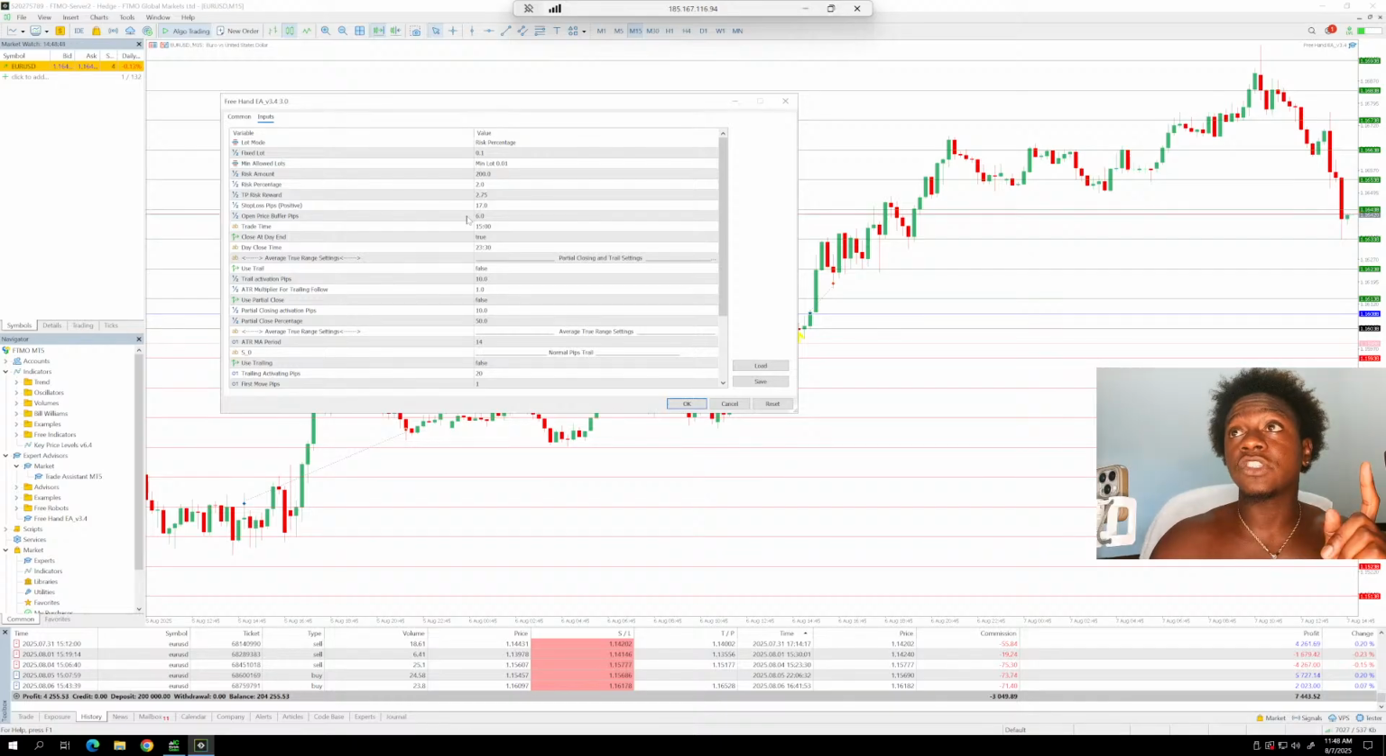So risk percentage is gonna be 2% for the rest of the week. We're locked in on that. TP risk reward is gonna be 2.75. Stop loss is at 17. Open price buffer is at 6. Trade time is gonna be at 1500 o'clock, which is 8 a.m. for me. Close at end of day is true. Close time is at 23:30, which is 4:30. We're gonna close at the end of the day, whether we're in a profit or loss.